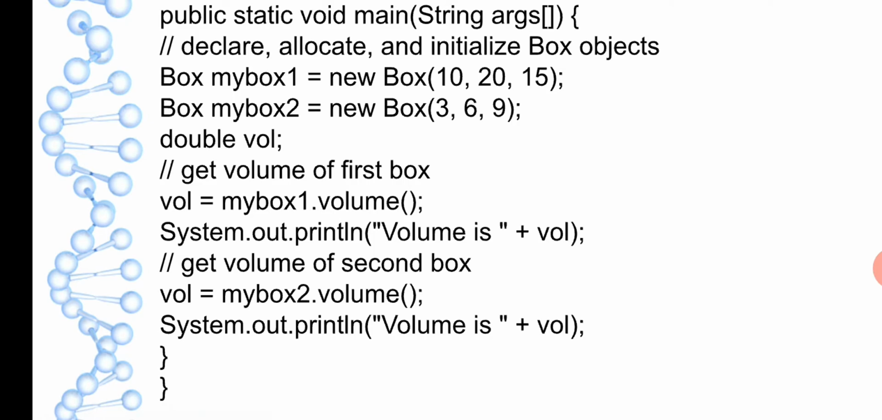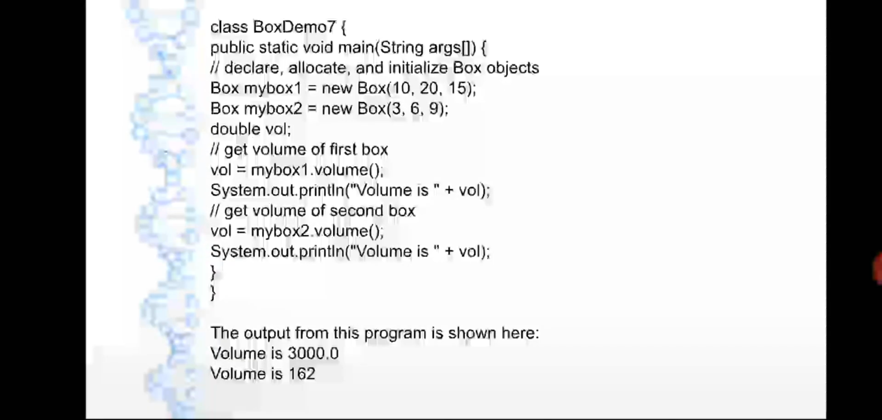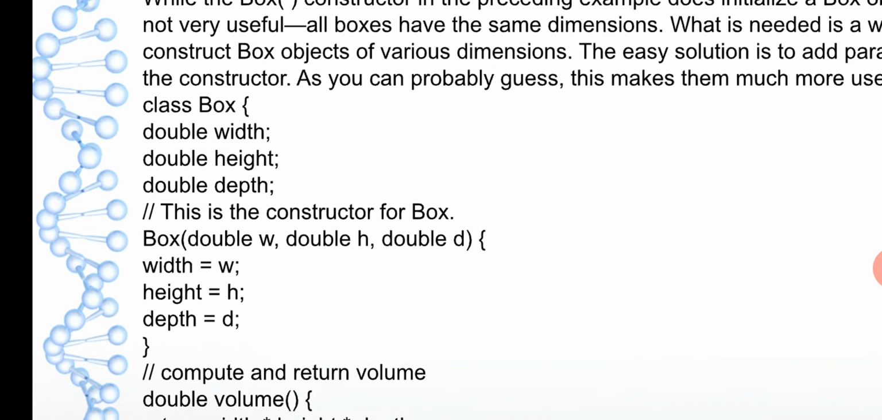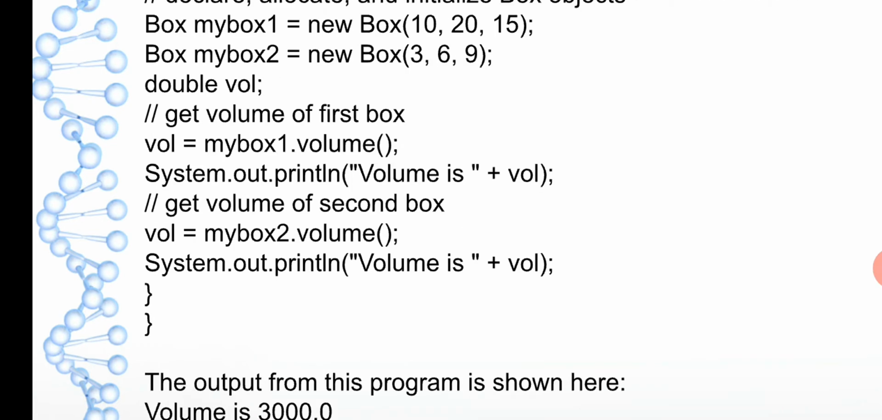Now for the my box 2 object, what happens? Box my box 2 equal to new Box of 3, 6 and 9. Now you are creating the second object, my box 2, and again you are calling the constructor. In this case, as you are using the second object, you are initializing W equal to what is the value? Where is it?